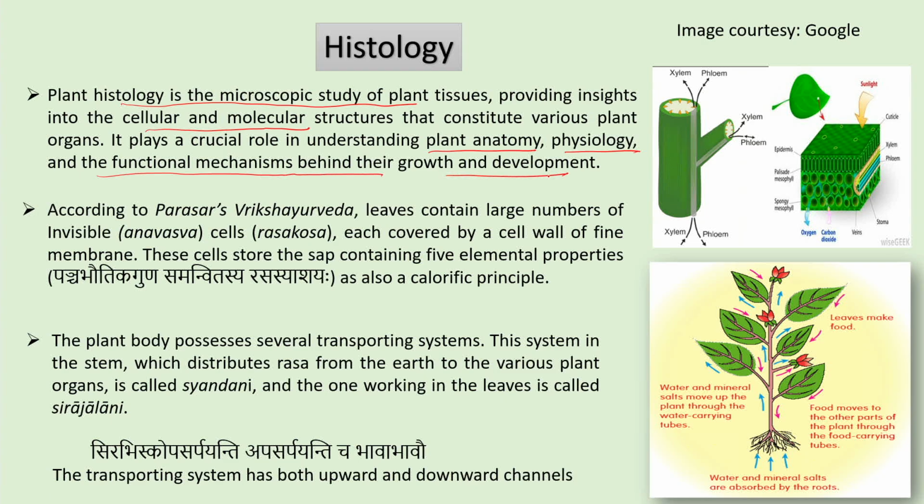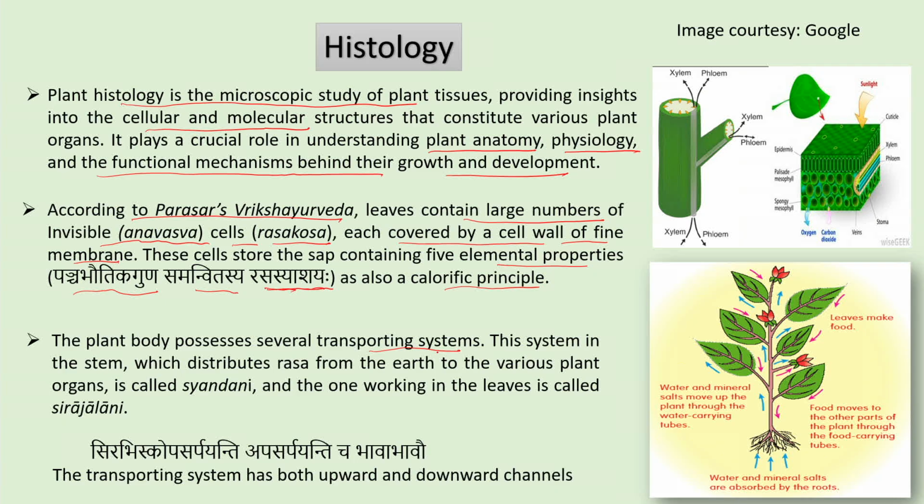development. According to Parashar Vriksha Ayurveda, leaves contain a large number of invisible anavasav cell rasakosh, each covered by a cell wall of fine membrane. These cells store the sap containing five elements properties: panch bhautika gun, samanvitasya rasasyashayah, as also a calorific principle. The plant body possesses several transporting systems.